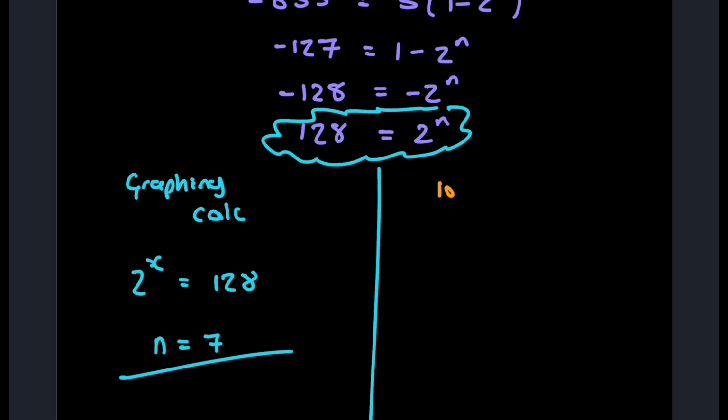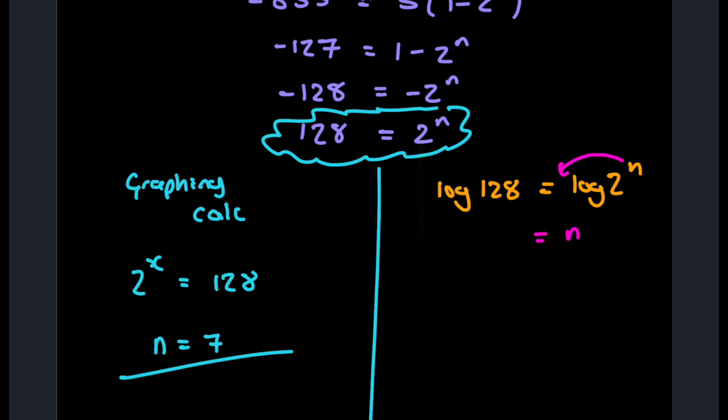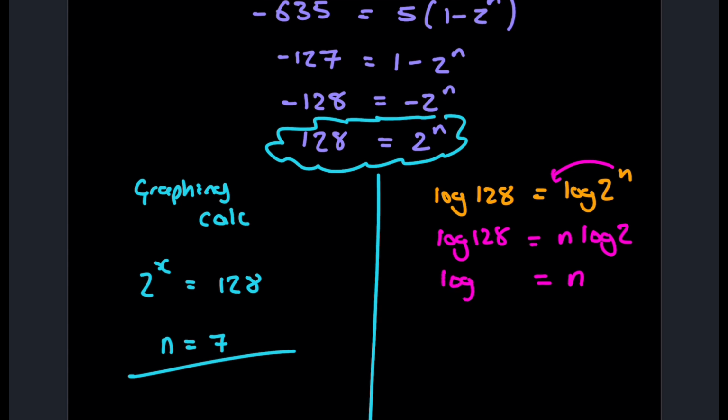You could just say that log of 128 is equal to log of 2 to the n, and what happens in laws of logs, so you can bring the n down to the front here. So you say n log 2 is equal to log 128, and then you just simply divide both sides by log 2. So we've got log 128 over log 2, and you will get the same result. So n will come out to be 7.